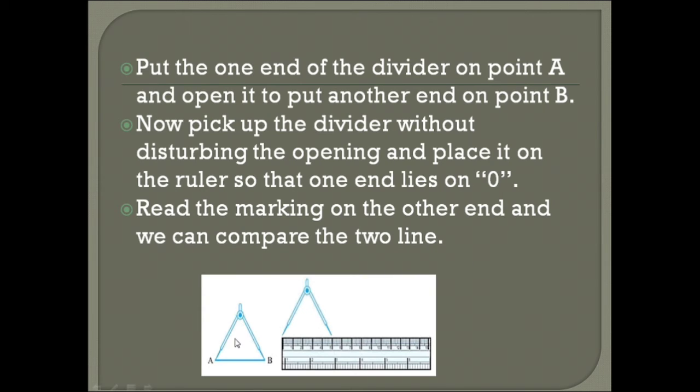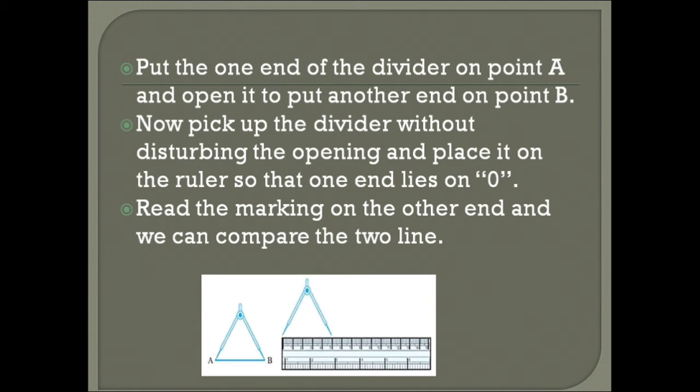Now what you will do? Then you have to carefully pick this divider and keep it on the 0 marking on this ruler, and the other end will show the length of the line segment. So this way you can compare both the line segments. So these are a few methods by which you can compare different line segments and measure the length of the given line segment. So I hope this is clear.